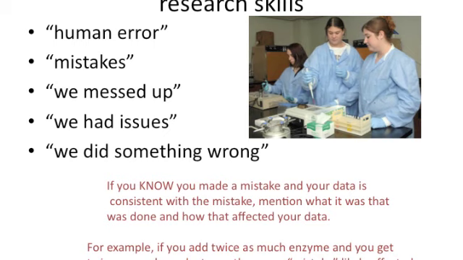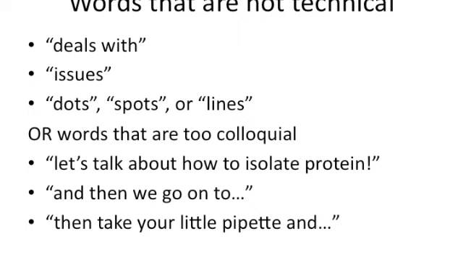We want to avoid words that are not technical. These are technical documents, and so we want to be very specific. We don't want to say things like deals with, or something had issues. We don't want to mention very vague terms like dots, spots, or lines. We want to mention things like cell fragments, or bands on the gel, or fragments of DNA. Be very specific, because all of these words don't really have any meaning and they don't contribute at all to the meaning of your sentences.